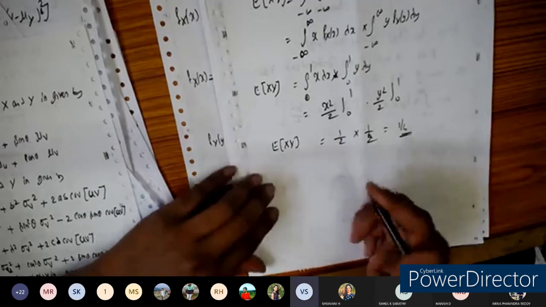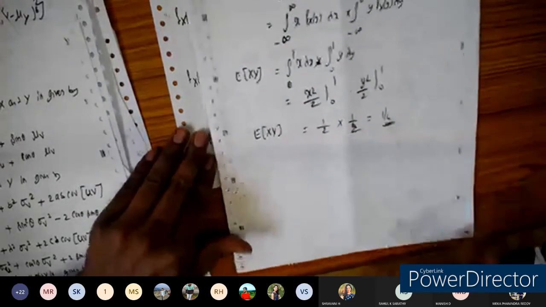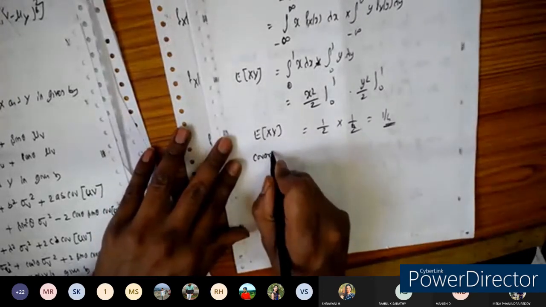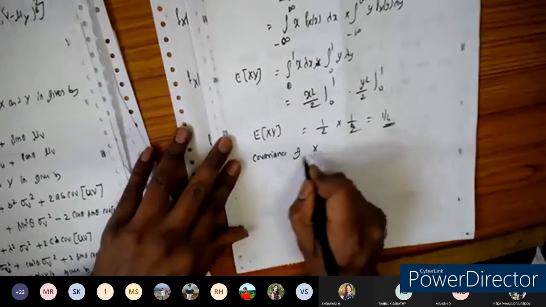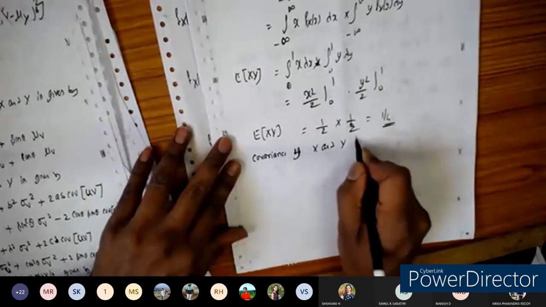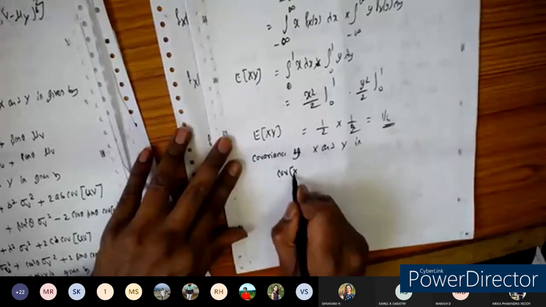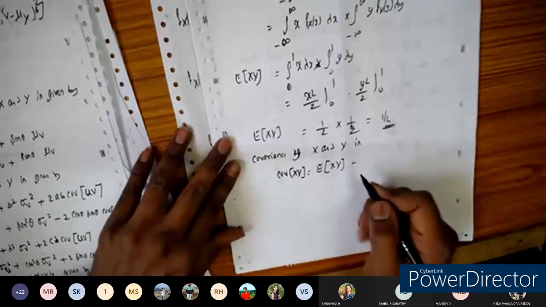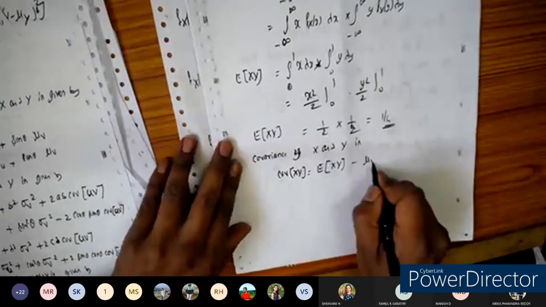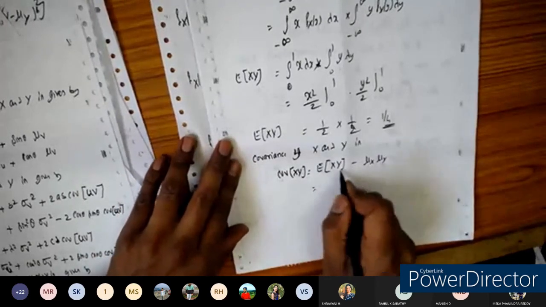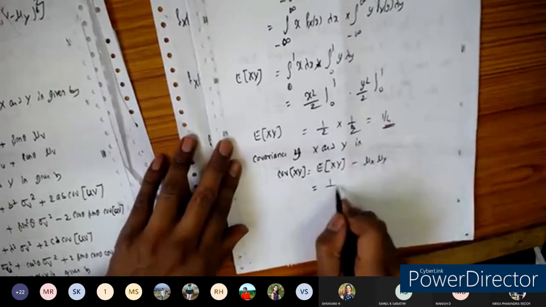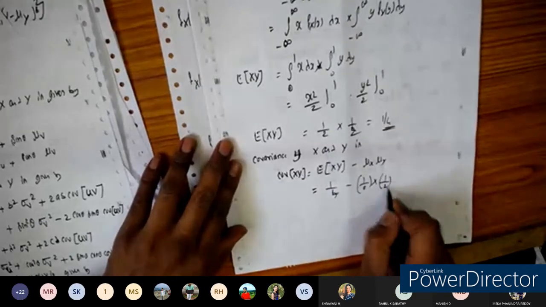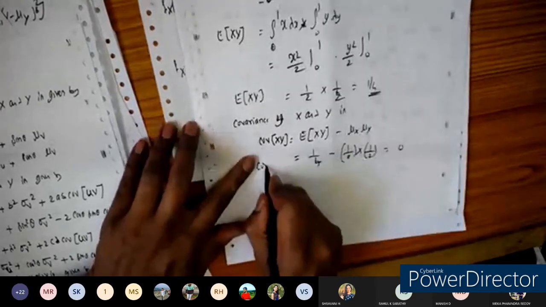Then similarly we have the covariance. You can take the covariance of random variables x and y. The covariance of x and y is nothing but the expectation of x comma y, that is the correlation, minus the product of the means, nu x into nu y. The expectation of x comma y we already got as the correlation, minus the mean of this one, 1 by 2, into the mean of this one, 1 by 2. So this will become equal to 0.